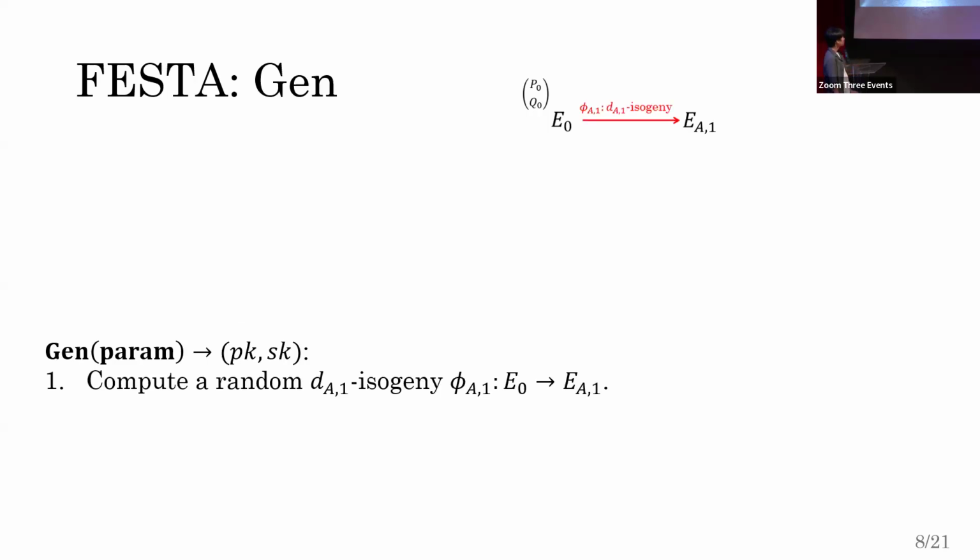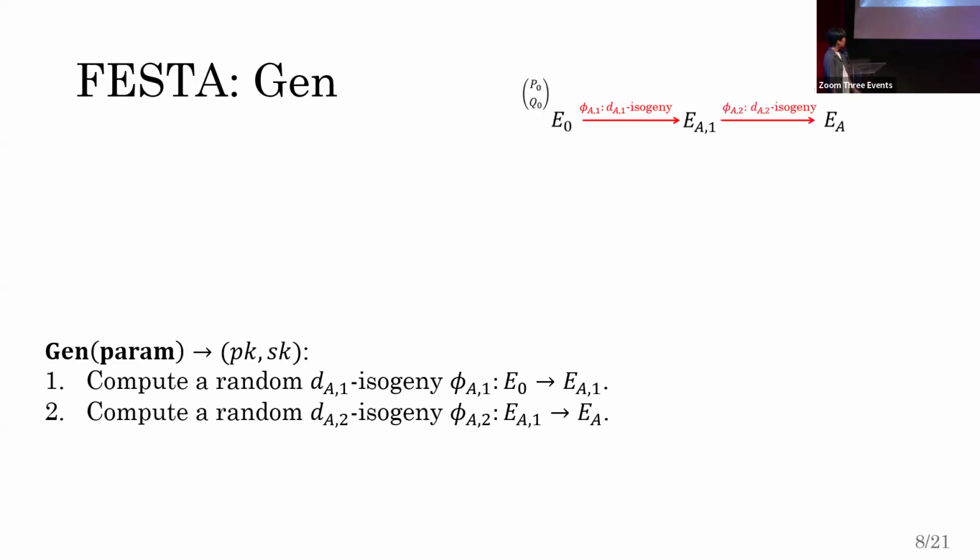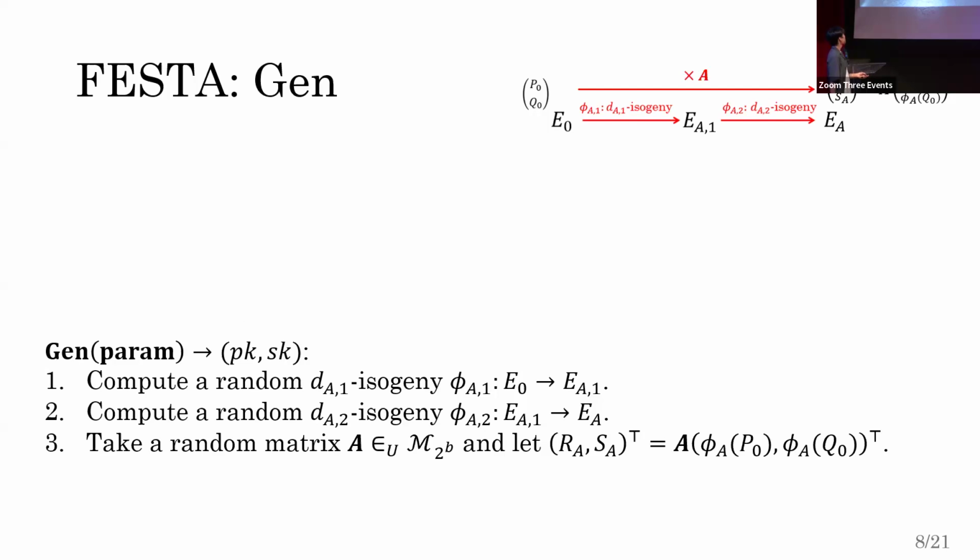First, compute a random B1 isogeny from A0 like this. And then compute a random B2 isogeny like this. And next, take the random matrix A and let RA and SA be A times phi to 0 and phi to 0, where phi is the composition of phi1 and phi2. Then, the public key is EA, RA, and SA. The secret key is the matrix A.